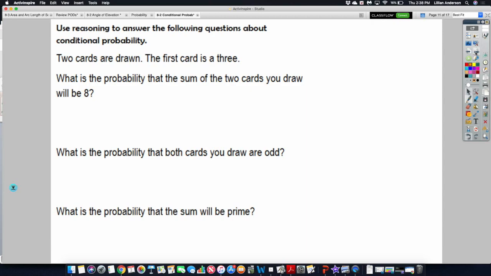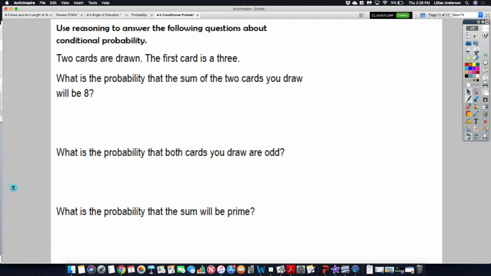Let's start at the basics. It says the first card is a 3. Are we going to put that 3 back in the deck and pick a second? No, we're going to take it out. So how many cards are we looking at now? 51. We're looking at 51.